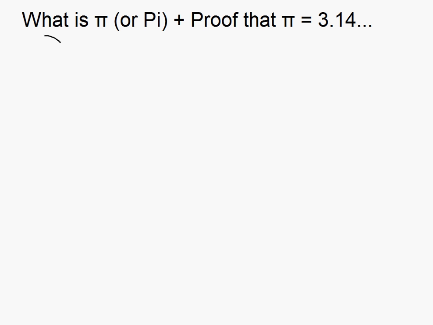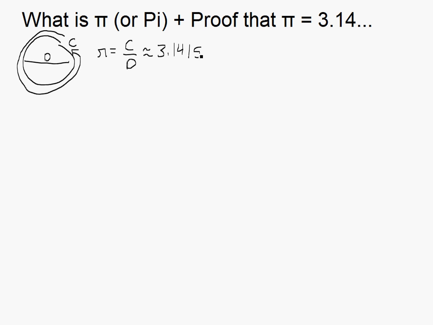Well, we'll start by drawing a circle and we'll have a diameter d, and there's the circumference c, which is just the perimeter around. Now by definition, pi is defined as c over d. Pi is equal to the circumference divided by the diameter of any circle, and this magically equals a number like 3.14159265. It keeps going on. It's irrational, meaning it never repeats and it keeps going on forever.